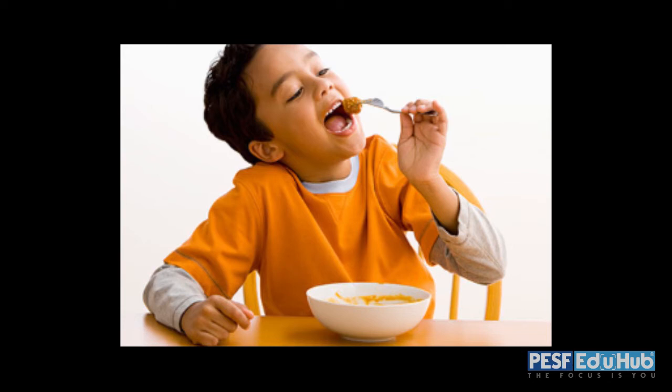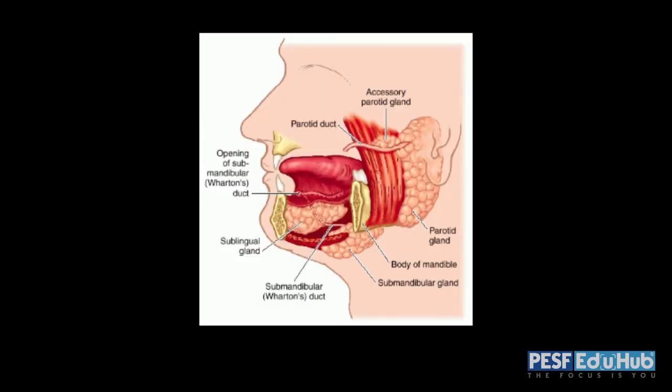When food is chewed, the saliva produced by the salivary glands gets mixed with food. The salivary glands are here near the ear and also in the tongue and the lower floor of the mouth. Saliva contains an enzyme called salivary amylase, otherwise called ptyalin. Salivary amylase or ptyalin converts starch into maltose, a simple sugar.